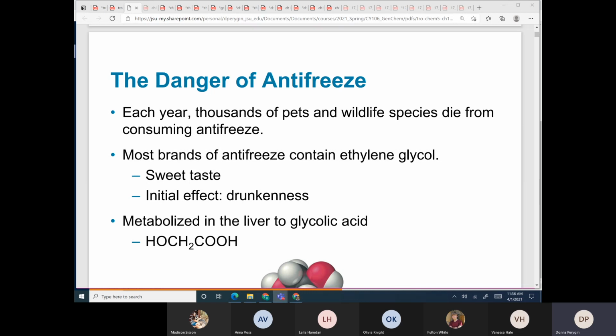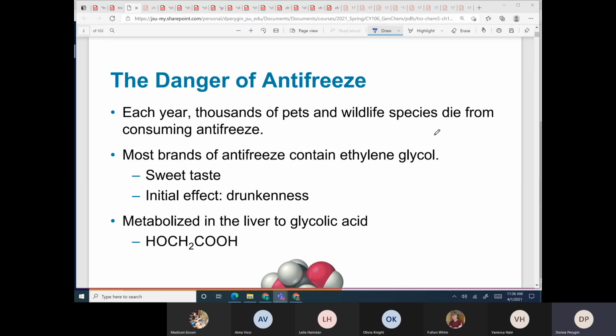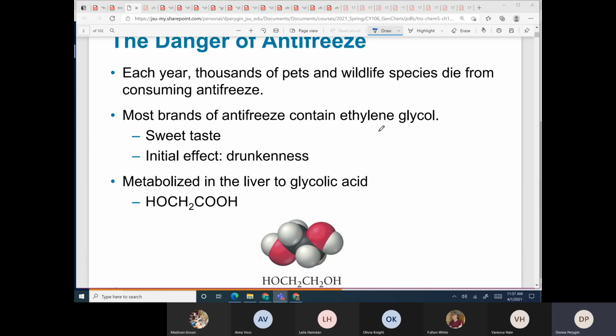And let's just run through some PowerPoints real quick. There aren't quite as many PowerPoints in this chapter, I think, so it shouldn't take as long to run through them, but there are a lot of problems in this chapter, so it's still going to be a long chapter. All right, so why can't you drink antifreeze?